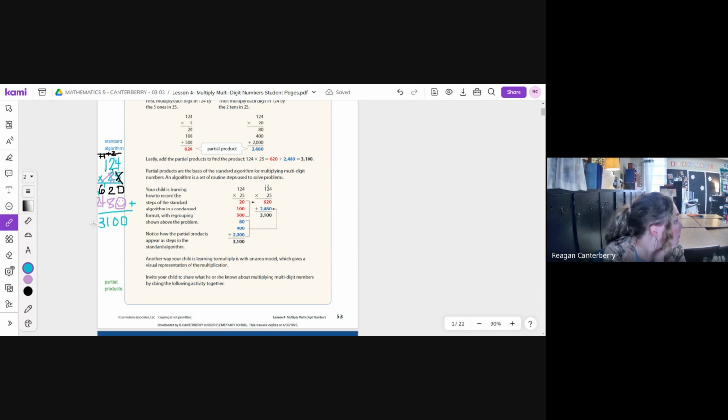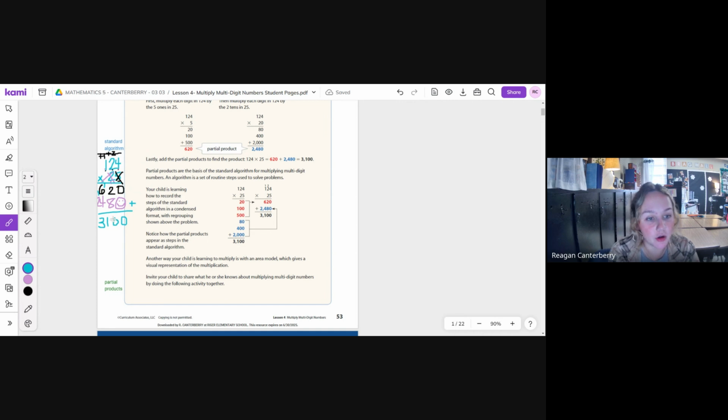Okay. So that's the end of that. They multiplied the 5, got these black numbers. They multiplied the 2, got these purple numbers. When everything's been multiplied, I went ahead and added while that announcement was on, and this would have been their final answer, 3,100. Okay, so that was the standard algorithm.